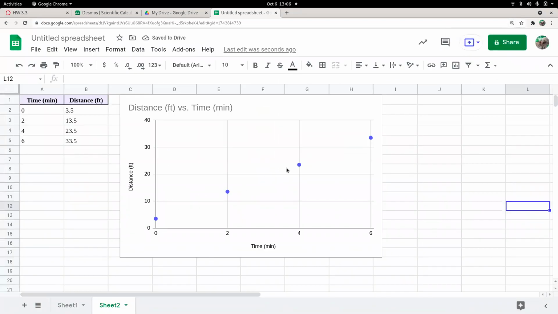And they look like they line up pretty good. There is a way to get it to draw a line through the points. I'll go over that next week. But the spreadsheet is a kind of cute, quick way to do that. All right, let's try another problem.